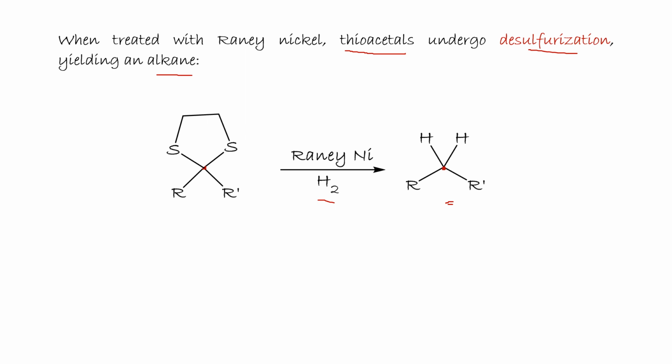So this is the third method we covered so far to transform C double bond O to CH2. Before, we have taken Clemmensen reduction, Wolff-Kishner reduction, and here we have to transform the carbonyl to thioacetals, then desulfurization using Raney nickel and hydrogen.